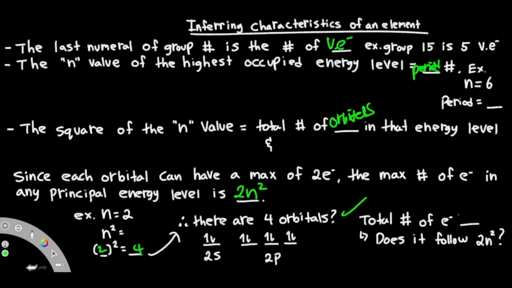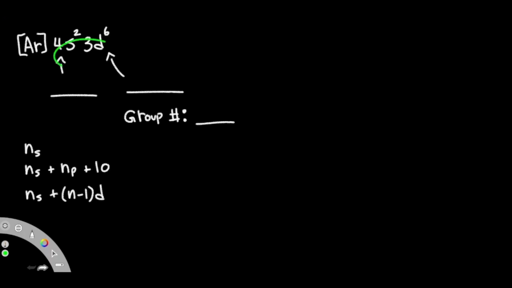What is the total number of electrons? Let's count them up: 2, 4, 6, 8. So you end up getting 8. Does it follow the 2n squared rule, the formula up there? Well, 2 to the power of 2 is 4, times 2 gives you 8, so it does give you 8, so that is true.